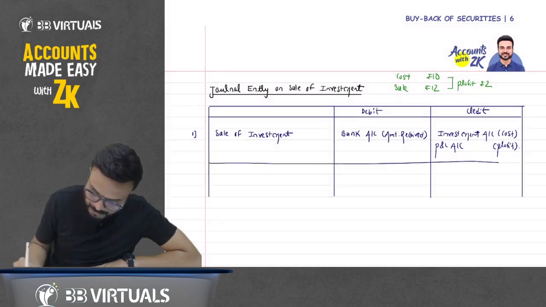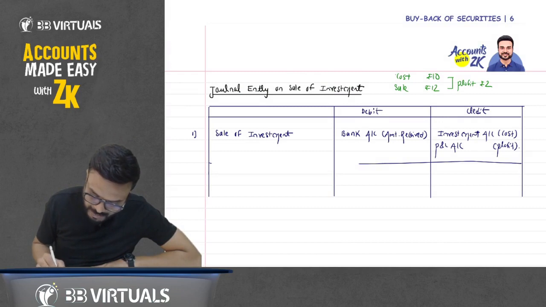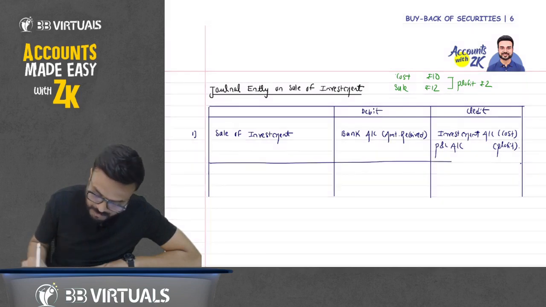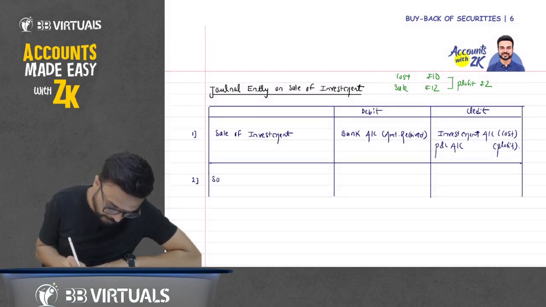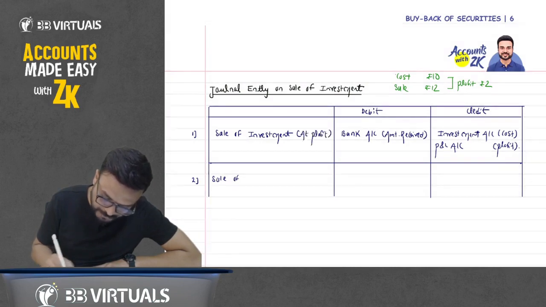Now second point here, it may happen that we sell the investment at loss. They will give you information in the question and they will tell you the investment is sold at loss. So point number two here, sale of investment at profit here, and sale of investment at loss.